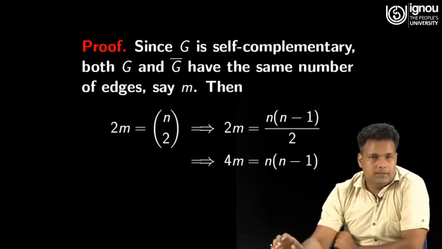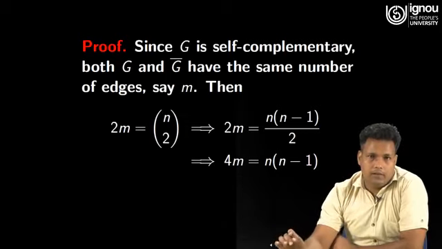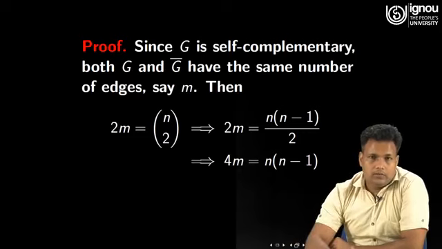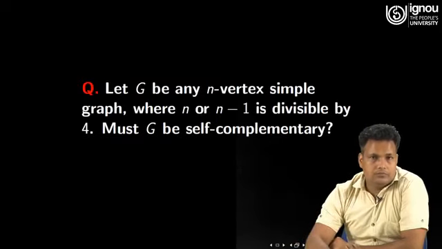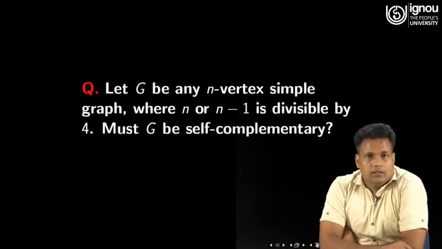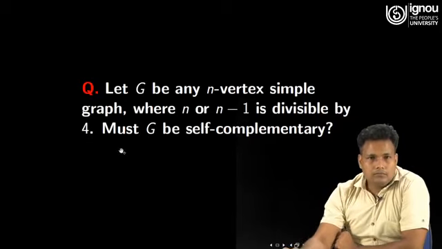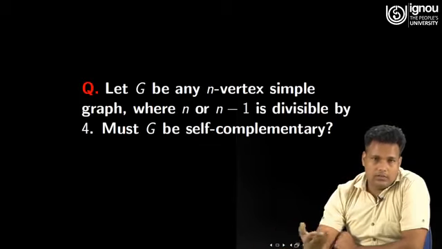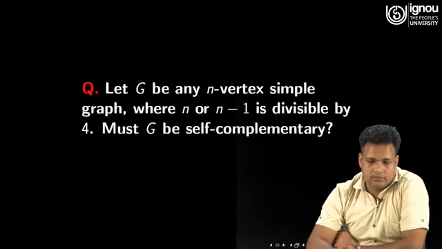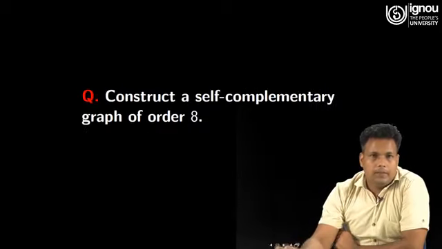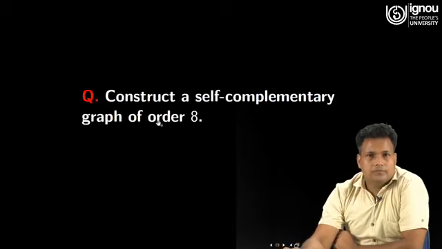So this is just a property of self-complementary graphs. However, the converse of this theorem is not true. That is, if G is any n vertex simple graph where n or n minus 1 is divisible by 4, then G need not be self-complementary, right? And you can construct a counterexample easily. Let's look at another question.